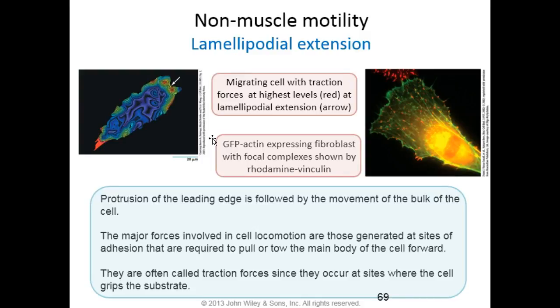Protrusion of the leading edge is followed by the movement of the bulk of the cell. The major forces involved in cell locomotion are those generated at sites of adhesion that are required to pull or tow the main body of the cell forward. They're often called traction forces since they occur at sites where the cell grips the substrate. It's harder to see here, there's red here, but you can see all these focal points in this cell. So this is the extended lamellipodium, all the focal sites, and then it's going to pull the rest of the cell forward as depolymerization occurs where the sites were before.